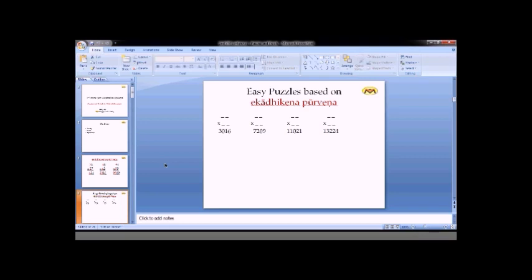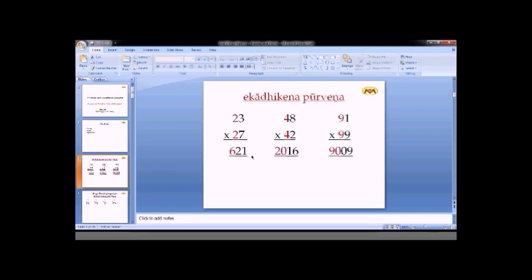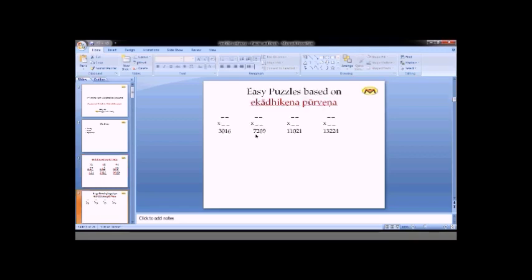Especially once we do it immediately after Ekadhikena Purvena, I think it's not very difficult for students to figure it out. Of course, when it goes to 5-digit numbers or more, it might take a little more time, but again they would be happy because this is a puzzle. It's not a direct question where we just give 2 numbers and ask them to find the answer. So I think this is one way of even testing if the student has got the technique very well, instead of just giving 2 numbers.